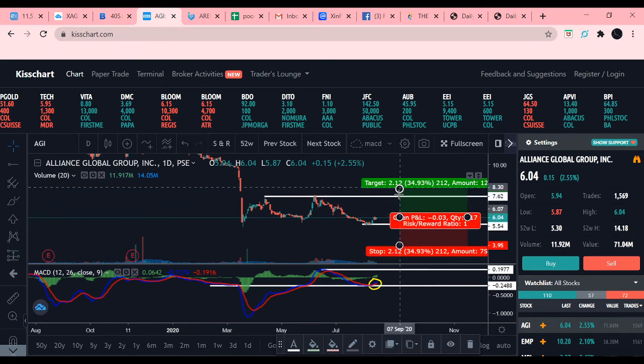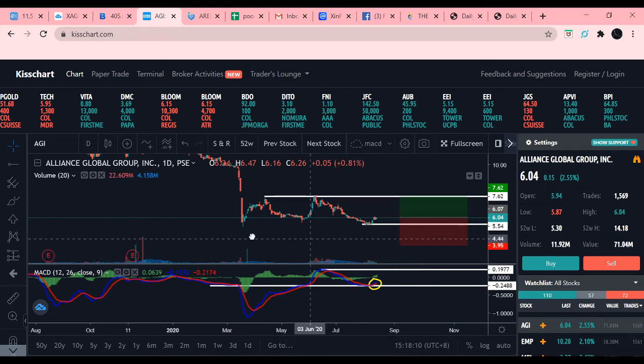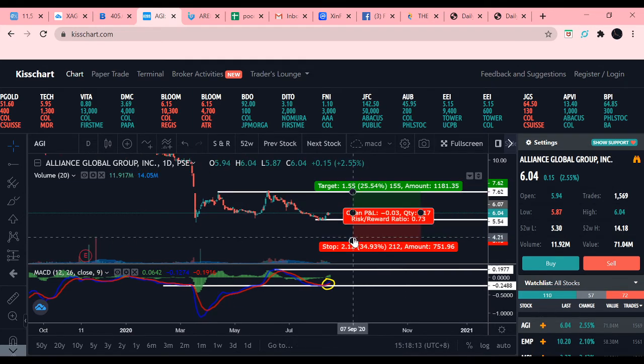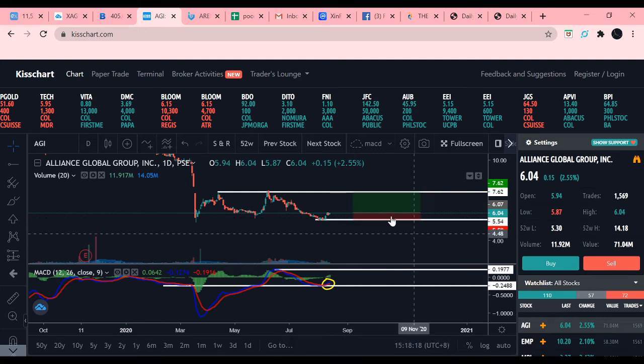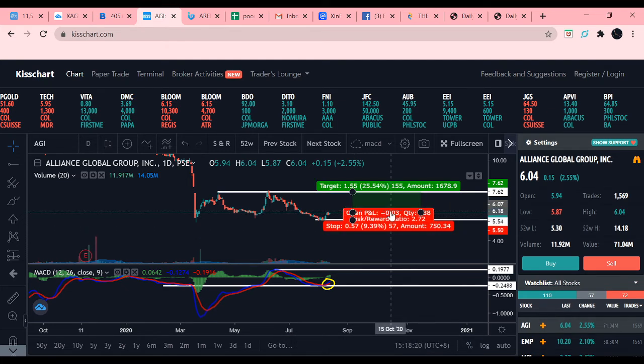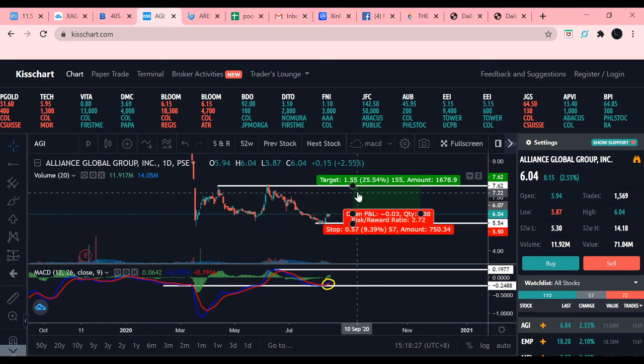At this level, 6.04, kung papasok ako ngayon, kung mag-stock market ulit ako, I mean, sa PSE. So, that's actually a 2.72 na risk-reward ratio. So, it's still attractive. So, posible ko siyang pasukin kung sakali mang mag-trade ulit ako sa PSE.